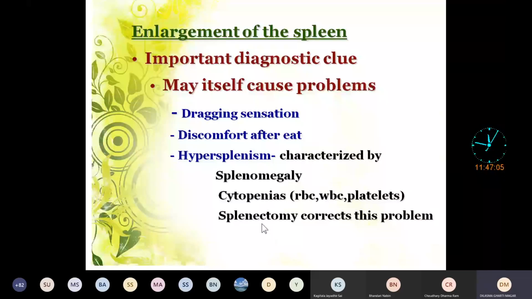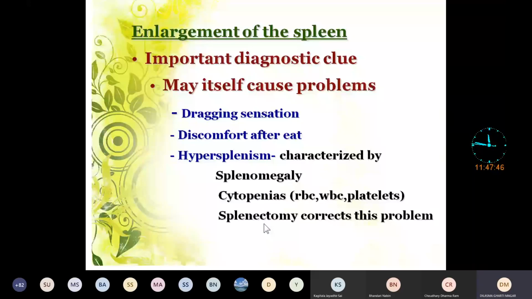So hypersplenism is characterized by splenomegaly, but splenomegaly will not always lead to hypersplenism. Enlargement of the spleen is known as splenomegaly, but when this enlarged spleen destroys all these blood cells or hematopoietic cells, that is the RBCs, WBCs, and platelets, that is known as hypersplenism. Whenever RBCs, WBCs, and platelets are destroyed, hemoglobin is low, WBC is low, platelet is low, isn't it? For the correction of that, we have to do splenectomy. So splenectomy corrects this problem.